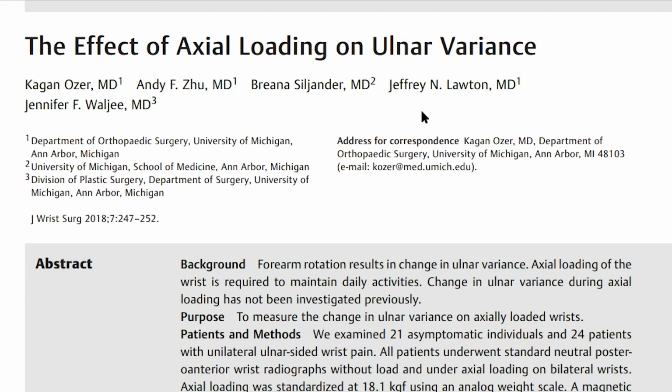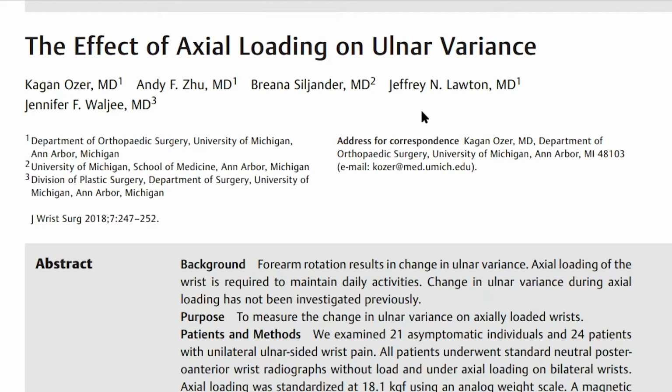And to start off this discussion, we're busy with ulnar variance, and you've been talking about that on the Instagram Live. So today's topic is the effect of axial loading on ulnar variance. Now, this is a pretty interesting study from 2018, done by Dr. Ozer, at the Department of Orthopedic Surgery at the University of Michigan. If you can take us through some of the key points of the study, what they looked at, what they found, and what the implications are, that would be great.